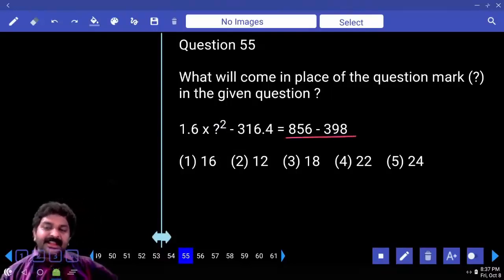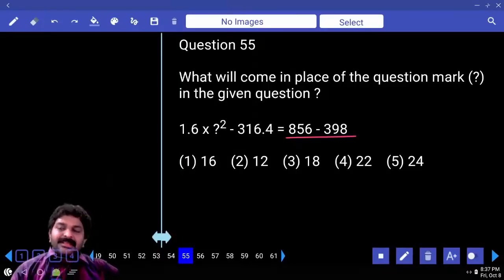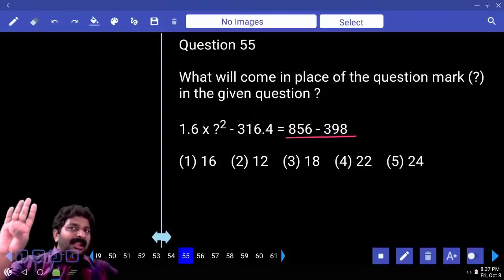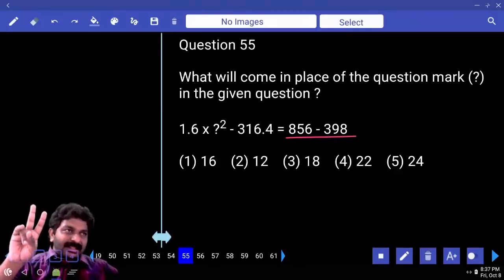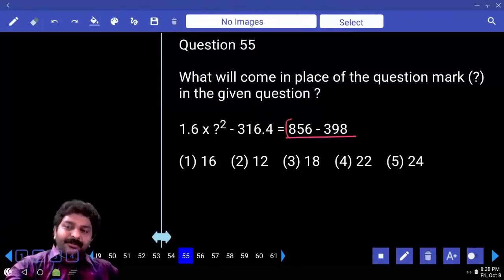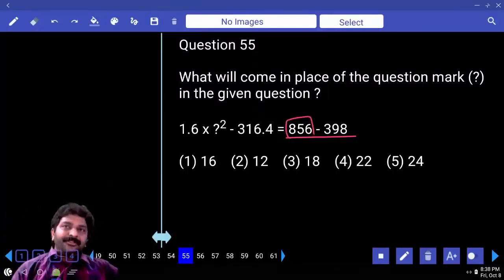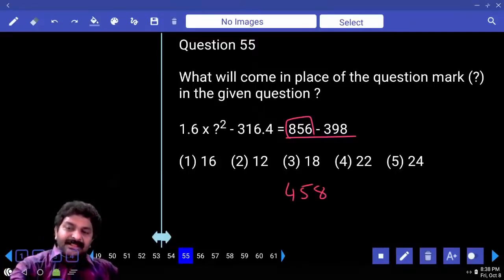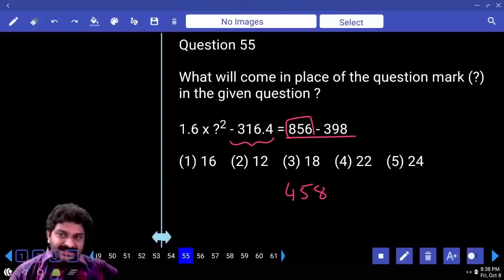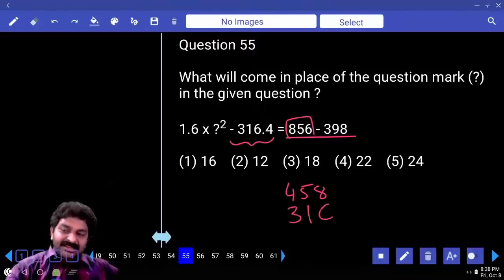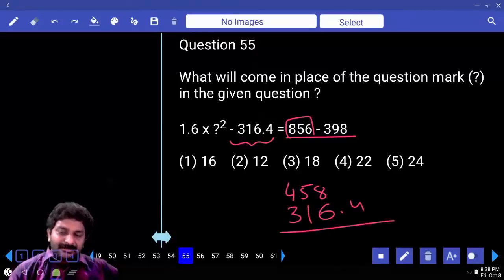Let's first complete the right hand side number. Instead of subtracting 398, subtract 400, add 2 later. Is that okay? Subtract 400. 456. Add 2 later. 458. This negative number goes to the right hand side. 316.4. Add both the numbers. 774.4. Is it okay?